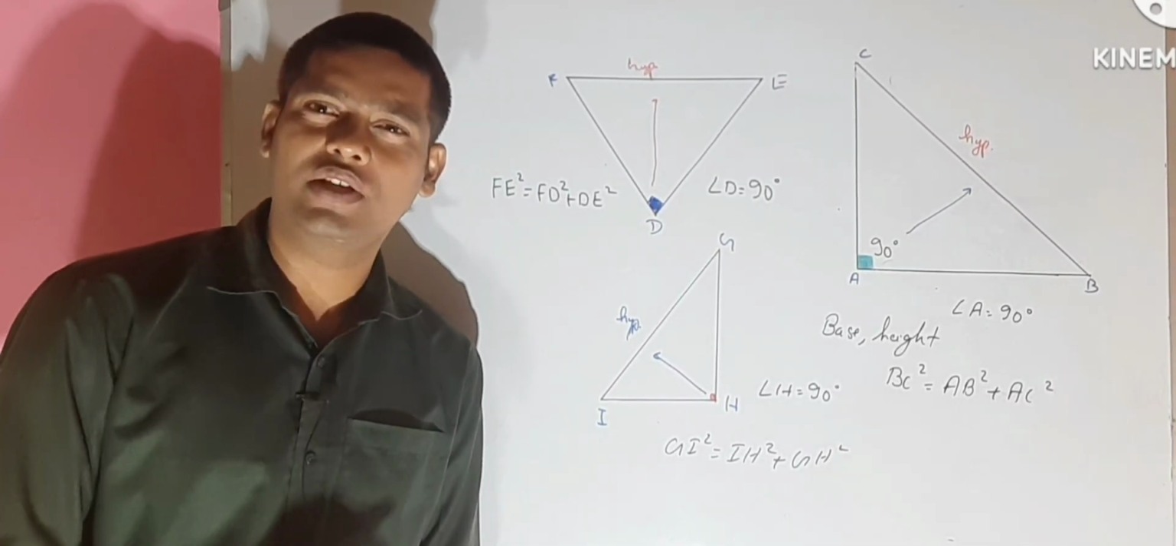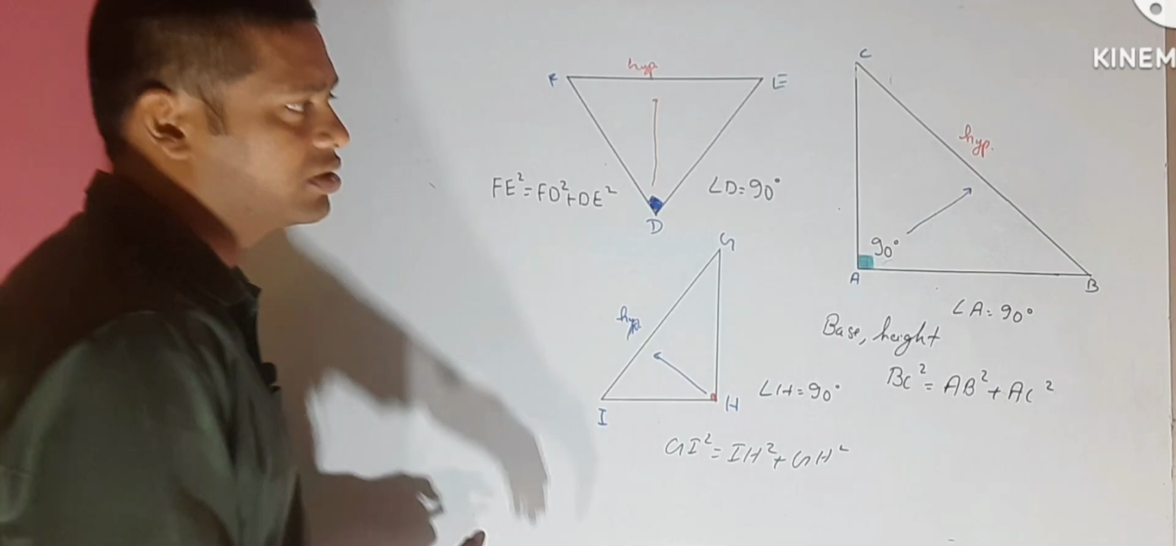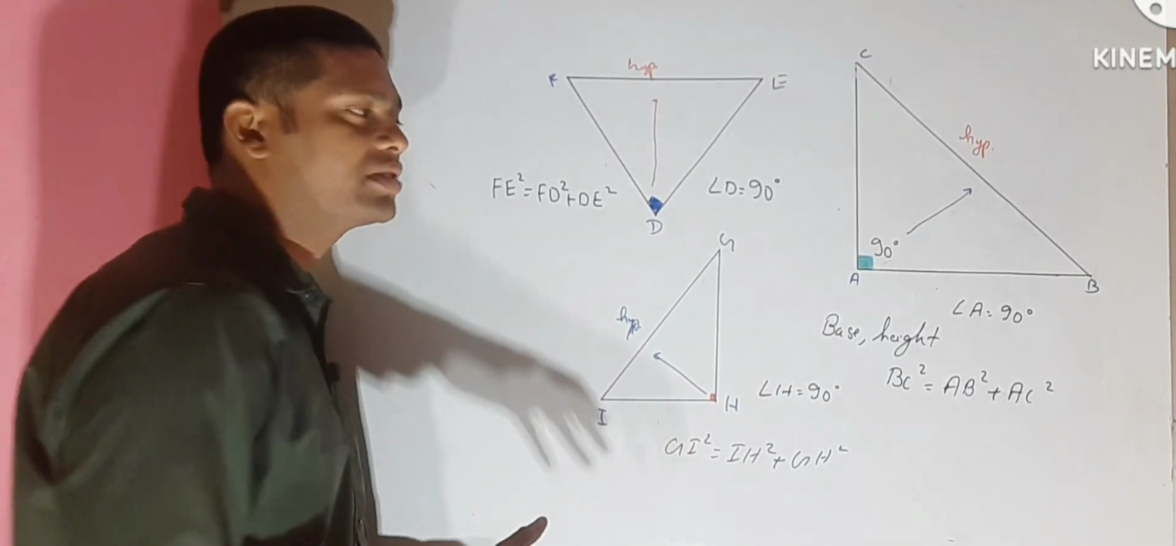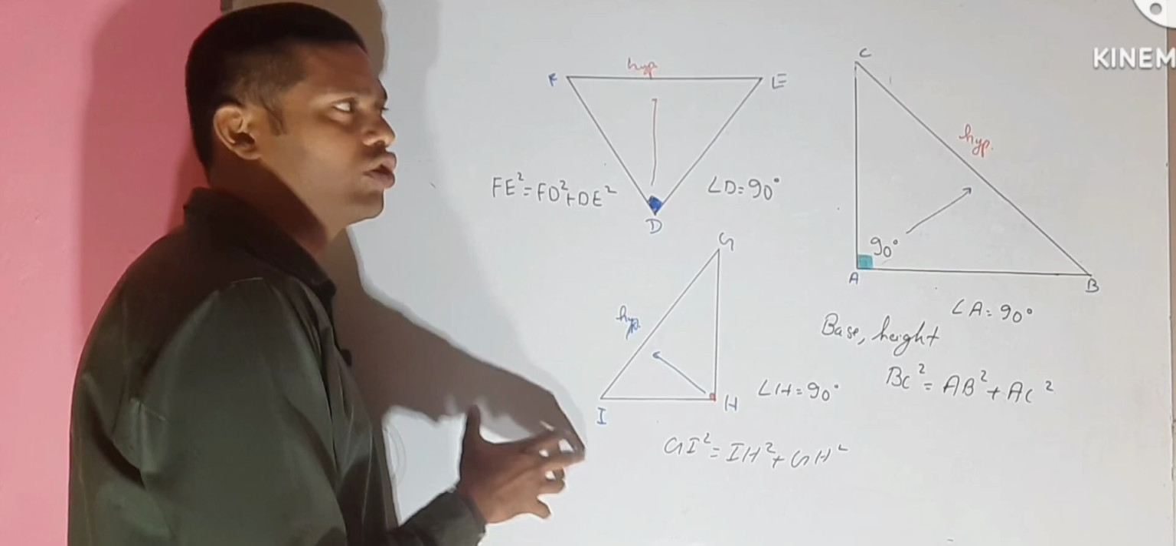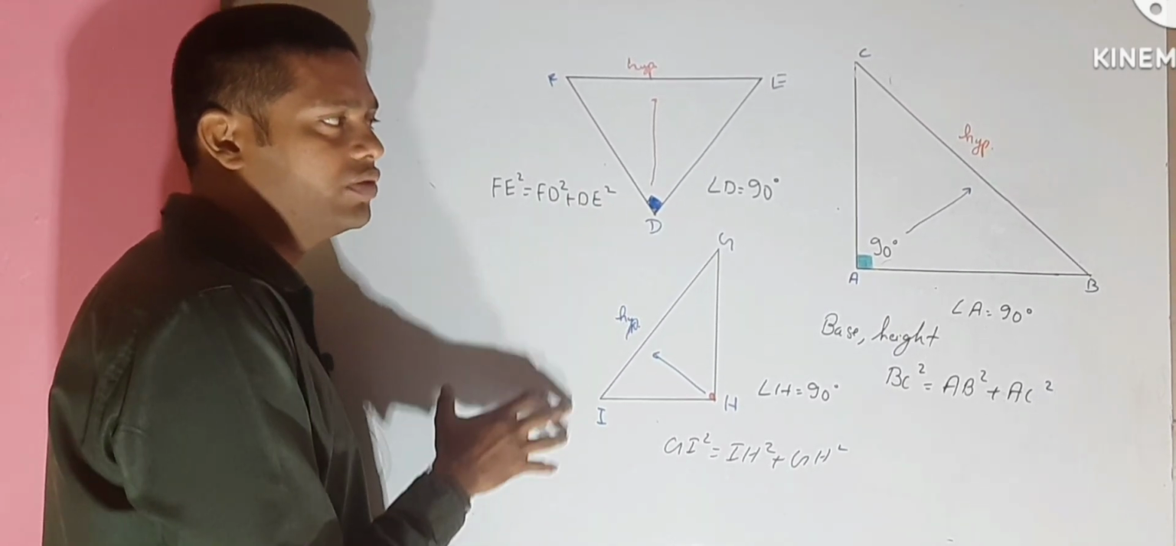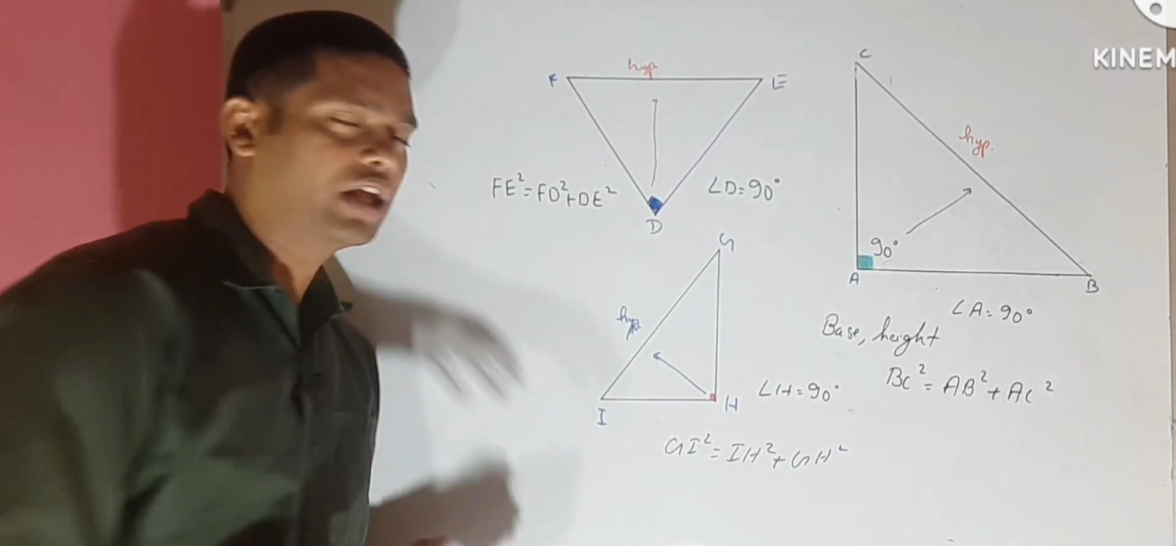On the basis of this only, we are going to discuss some of the sums. This is very important. Why am I discussing it? Because this is the base of trigonometric identities. By using these diagrams only, we are going to clear all the sums.